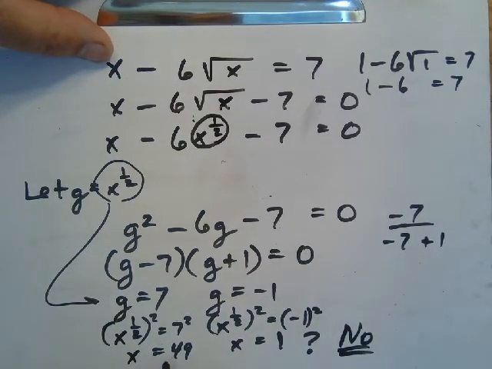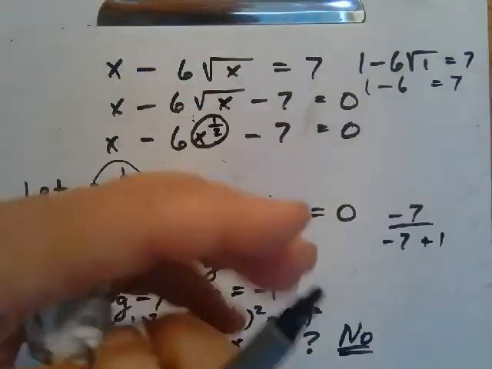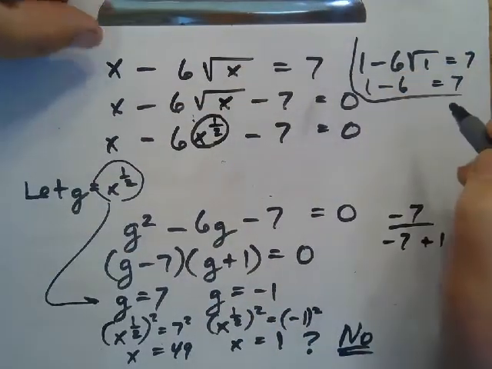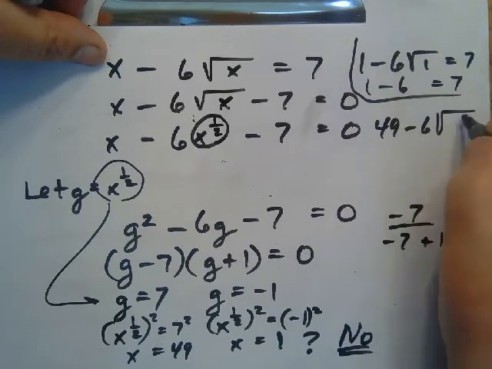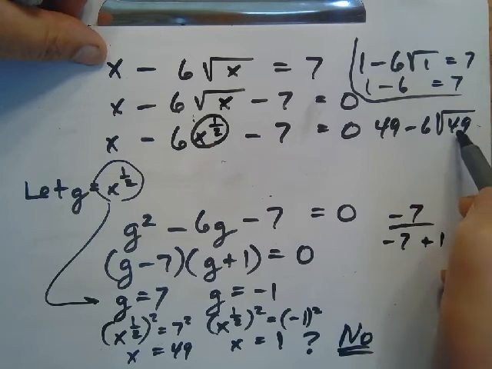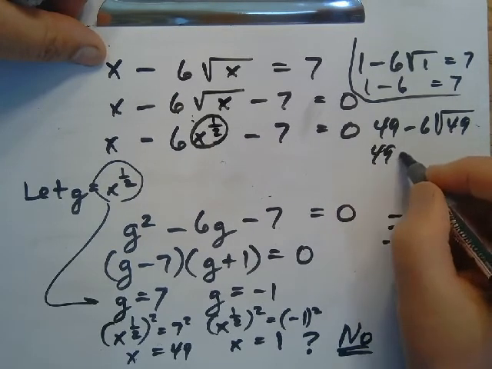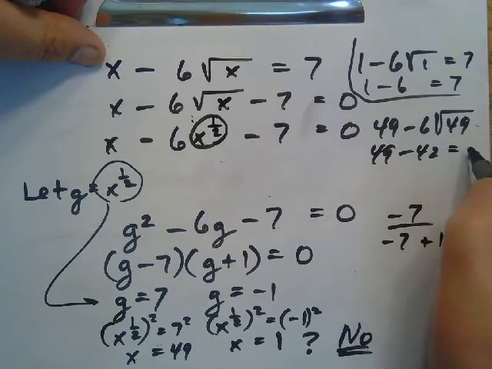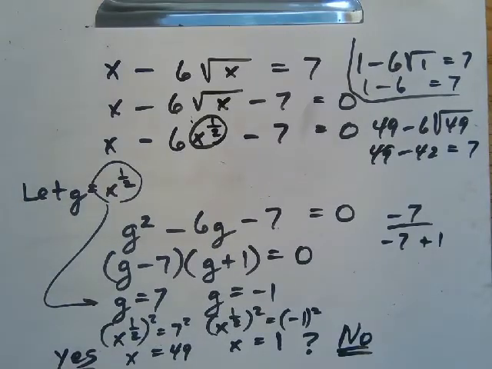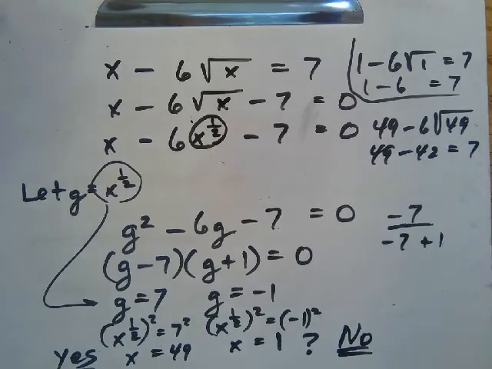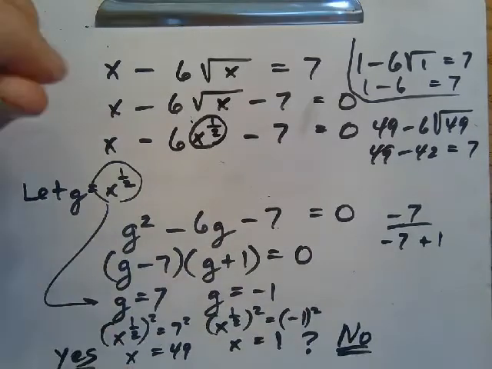Just to check it out also, let's try 49 in there. Okay, we're going to try 49. So that would be 49 minus 6 times the square root of 49. The square root of 49 is 7. 6 times 7, I got 49 minus 42. Is that equal to 7? Yes, it is. So this one worked. 49 worked for one of our answers. So as you can see, especially when you square both sides of something, you need to make sure you check those answers at the end.